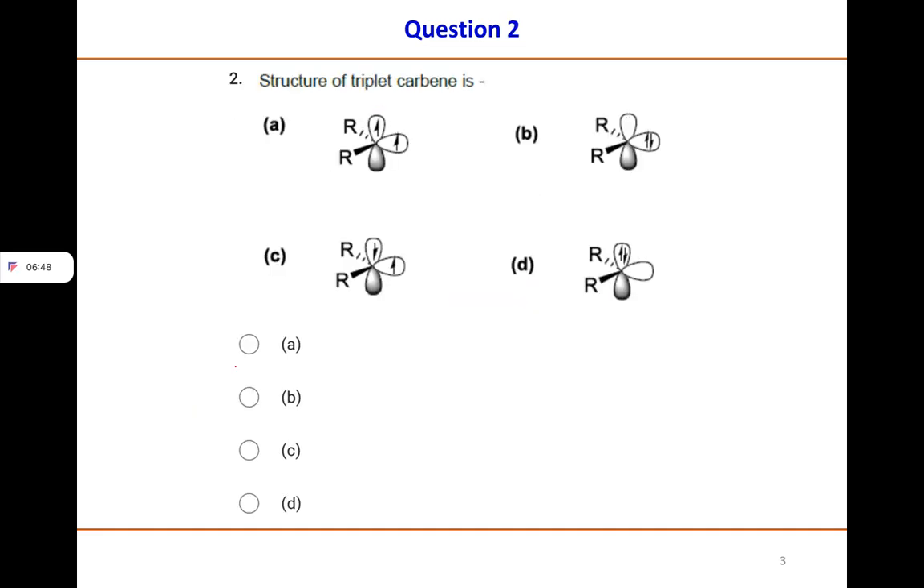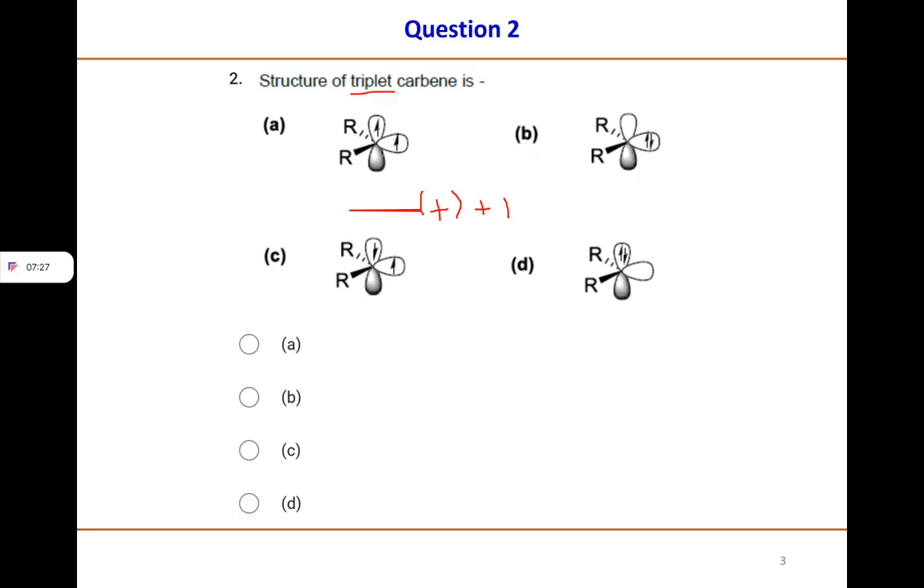Now the second question is the structure of triplet carbon. Okay, so here we have to find out the triplet carbon. How will you get triplet carbon? We have to get the electron spin plus 1. Okay, so we will see the electron spin here. So in the first case A, okay, we will discuss one by one.